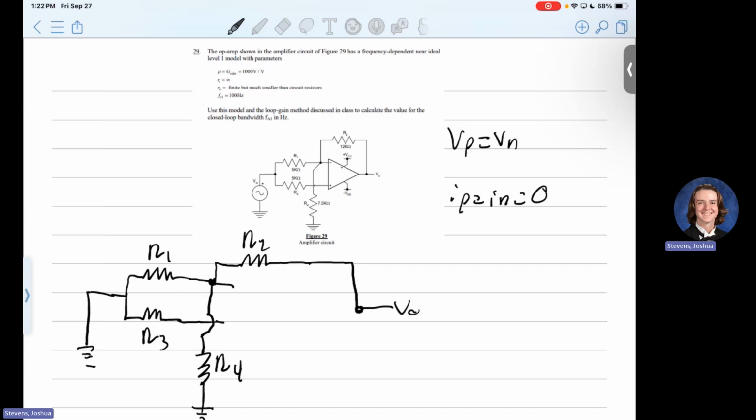IP equals IN. I'm going to rewrite that. IP equals IN, which equals 0. The positive end current equals the negative end current, which is 0. It's typical op amp stuff.